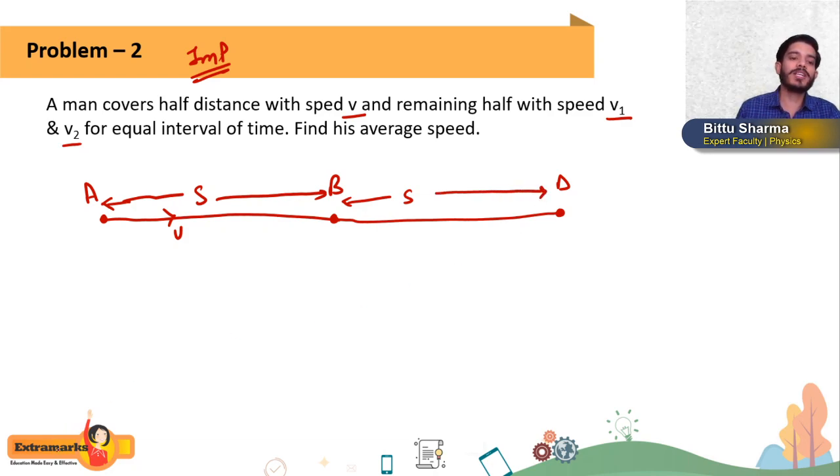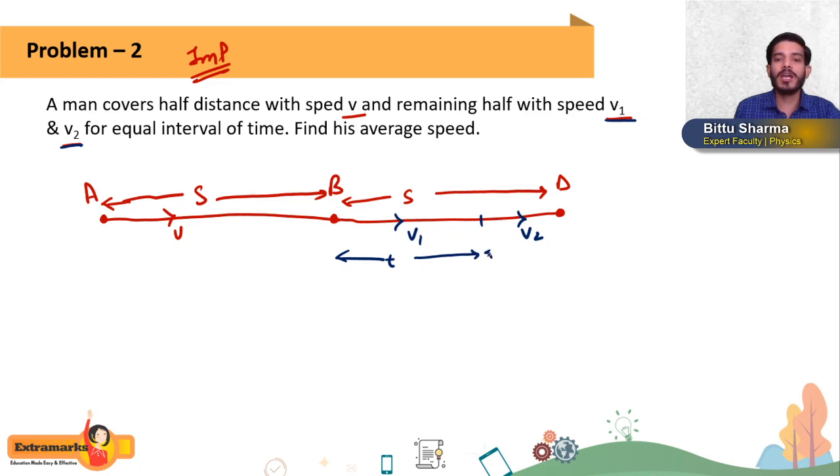Now in the question they are saying that for the second half distance, the man covers it with speeds v1 and v2 for equal intervals of time. So the second half distance BD is covered in two stages but in equal intervals of time. First with speed v1 and second with speed v2 in equal intervals of time. This is also time interval t, here also the time interval is t. So we have to calculate the average speed. What we have to calculate?